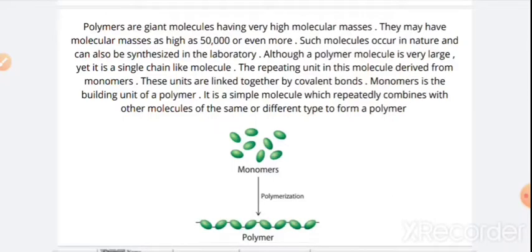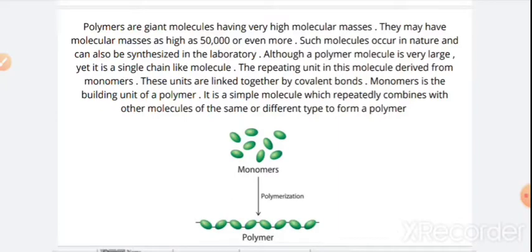The repeating unit in this molecule is derived from the monomers. Okay, these monomers are the unit of every polymer, right? It is simply a molecule which repeatedly combines with other molecules of the same or different type to form a polymer.